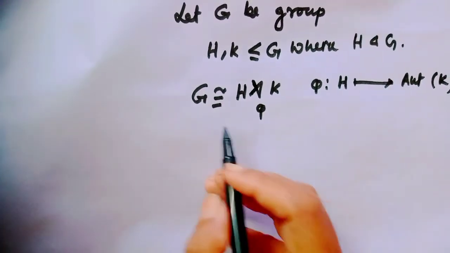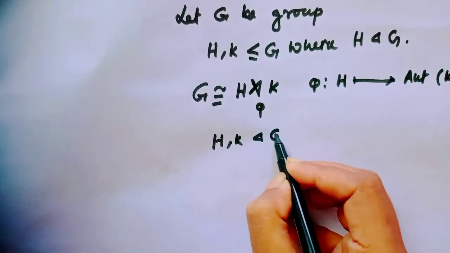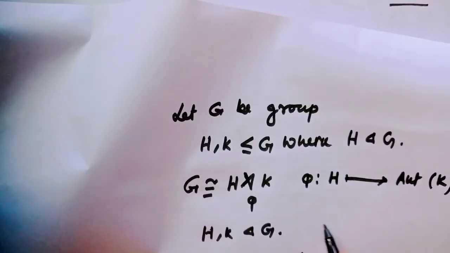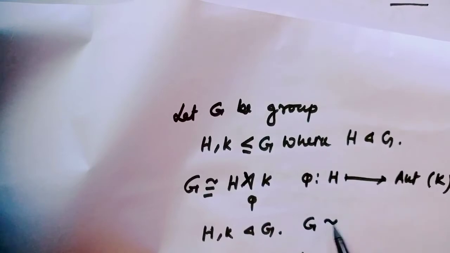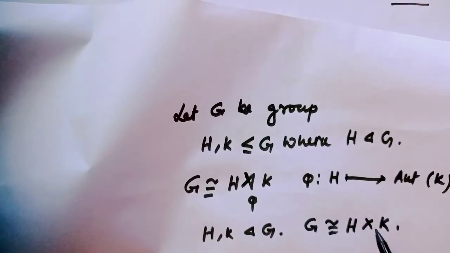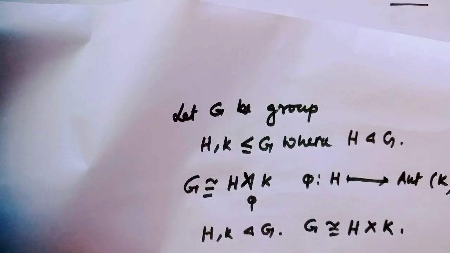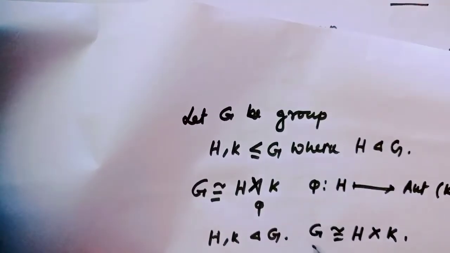But if H and K both are normal subgroups of G, then G will be isomorphic to H direct product K. Here this direct product is the external direct product, and this is true because both subgroups are normal subgroups in the entire group G. Okay? Now let's see the proof of why this is true.